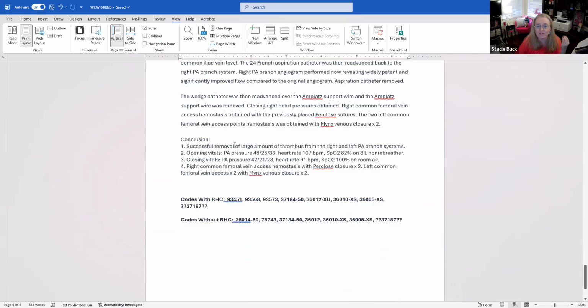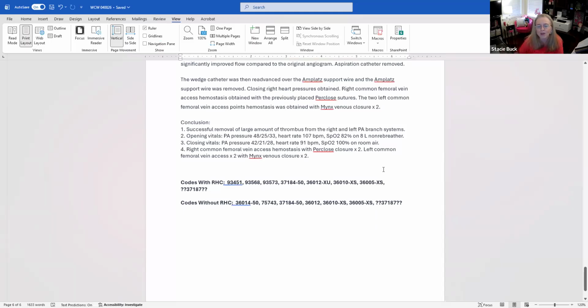And then we see the conclusion. It just says successful removal of large amount of thrombus from the right and left PA branch systems. So again, we see that this was all focused on the pulmonary arteries. What was occurring outside of the pulmonary arteries was not an issue. It was a result of doing the pulmonary thrombectomy.